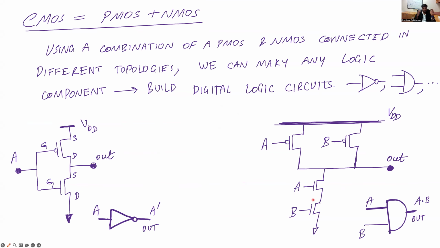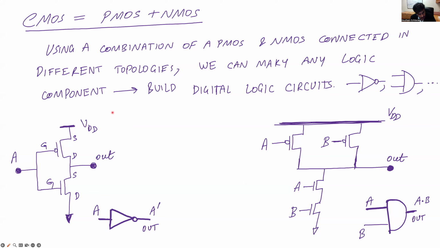So now what is CMOS? CMOS is a combination of PMOS and NMOS. By using a combination of a PMOS and NMOS in a suitable topology, we can make any logical component. We can build any kind of digital logic circuit. So we can end up building a NOT gate, an AND gate, a NAND gate, and so on. Therefore, any kind of digital circuit for any kind of application can be built just by connecting the PMOSs and NMOSs in different topologies.